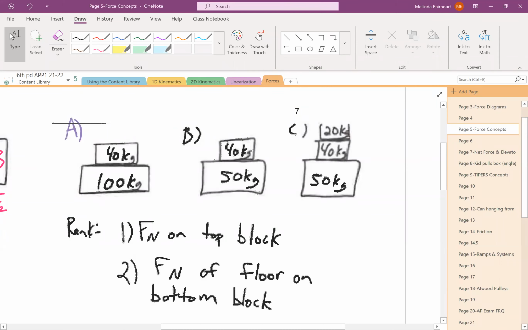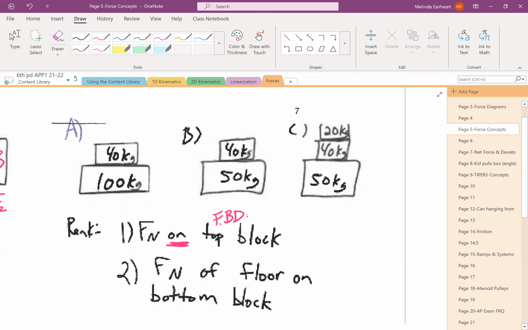Rank, firstly, the normal force on the top block. Y'all, prepositions are pretty important. It tells you who to draw a free body diagram or force diagram. For right now, it's the same thing. Later in the spring, we'll get more difference. But it tells you who to draw a diagram for, okay?